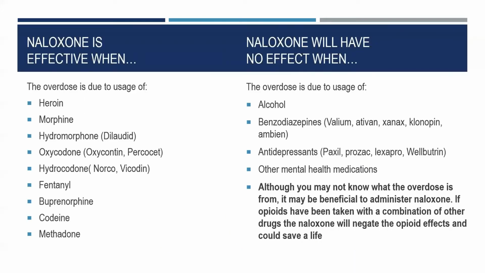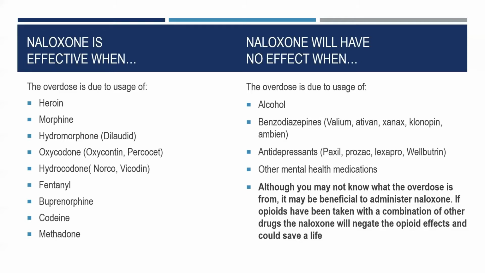Naloxone, like we said, is only effective for opioids. So on the left here, we see a list of different medications that it'll work for. And then on the right, we of course see medications that'll have no effect on, and those include alcohol, benzodiazepines, antidepressants, or any mental health medications.